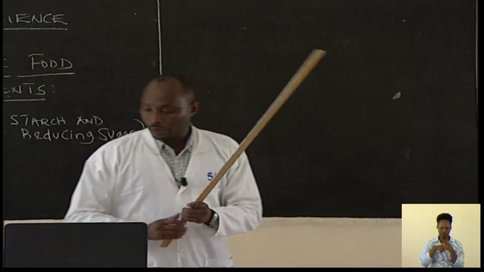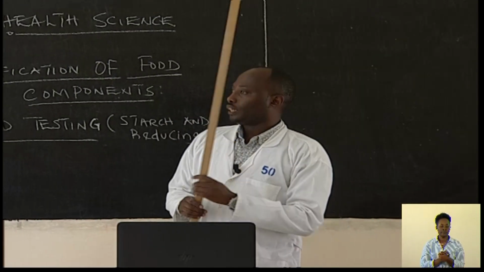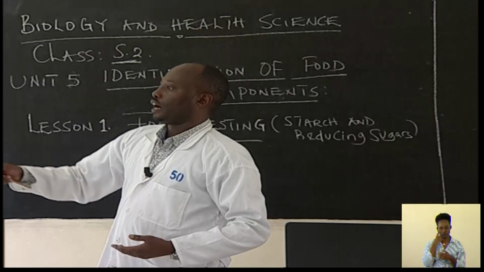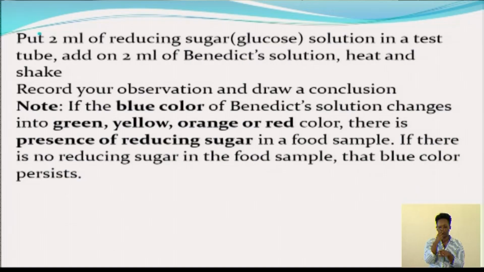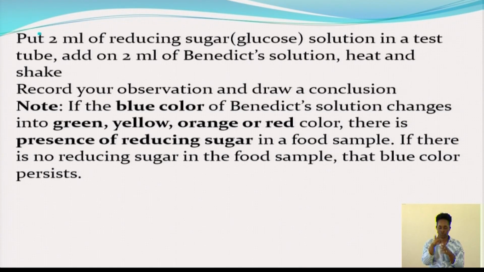Now we go to how I'm going to conduct it. I'll be putting 2 milliliters of the reducing sugar, glucose biscuit solution in a test tube, and I add 2 milliliters of Benedict's solution. Then I heat, then I shake, then I heat. Then I record the observation and I draw the conclusion.